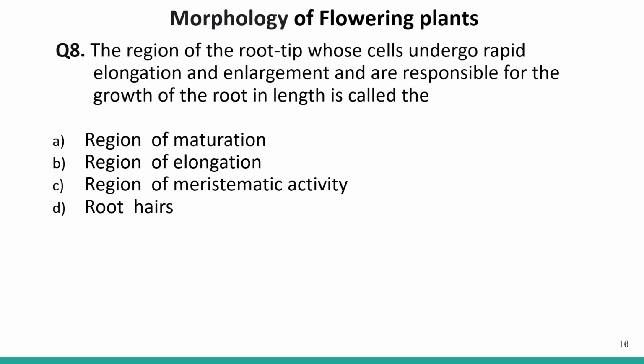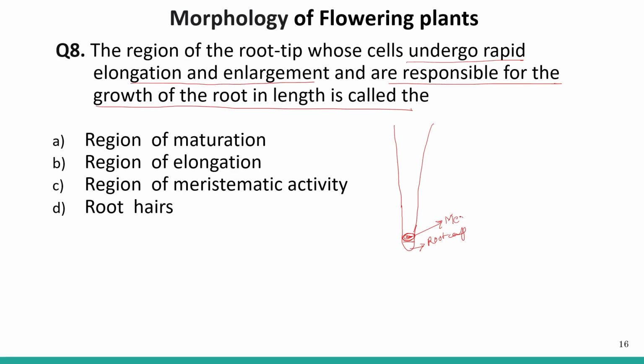The region of the root tip whose cells undergo rapid elongation and enlargement and are responsible for the growth of the root in length. So, in the last figure which we have drawn, this is the root cap, and this is the meristematic zone, which gives rise to a lot of new cells. By continuous division that takes place in this zone.